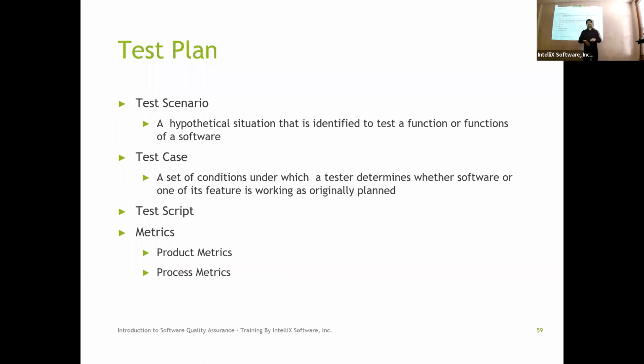Then there are test scripts. Remember I said step-by-step instructions. Going back to the cooking example, if I want to cook a pasta, I need to write the recipe step by step: do this, do this, do this. That is nothing but a test script. If I want to validate this test case, what are the step-by-step instructions I'm going to follow? How am I going to bring multiple test cases together in a script to test the scenario?